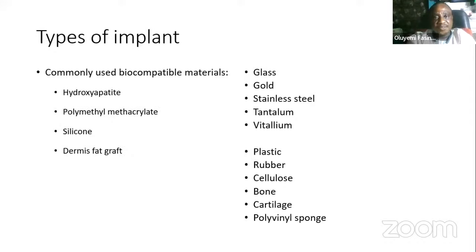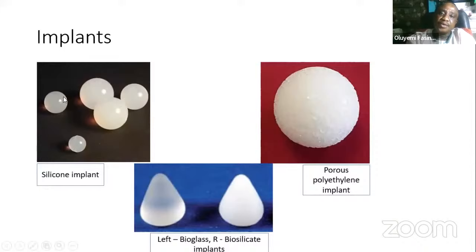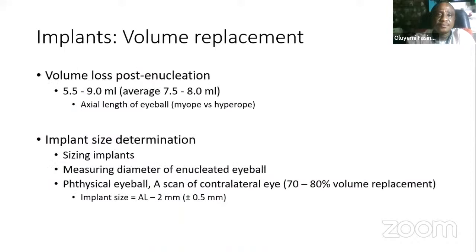This slide shows us the common ones that we have, the biocompatible ones: the hydroxyapatites, the PMMA, polymethyl methacrylates, silicone implants, and also the dermis fat grafts. And on the other side, glass. These are just different materials that have been used in the design of the orbital implants that are commonly used or available. And these are pictures of things that we use commonly: the silicone implants and the PMMA implants, and so on and so forth.